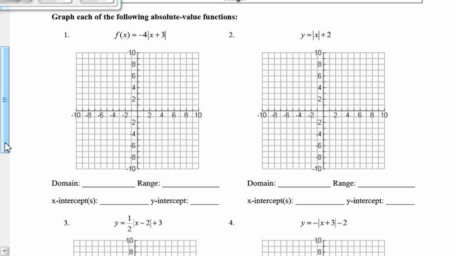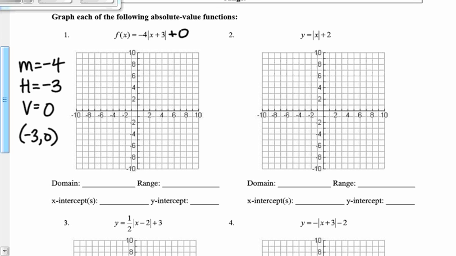From our equation, we need to know three things: slope, h, and v. The slope sits in front of your absolute value bracket, so it's -4. H is inside, but remember you have to switch the sign, so it's -3. V would be behind, and since there's nothing there, we assume it to be a 0. So our vertex is at h comma v, which is -3, 0. From here, I'm going to use the slope, which is down 4 over 1. Make sure your V shape is opening downwards. And remember, you take that slope in both directions to create that V.